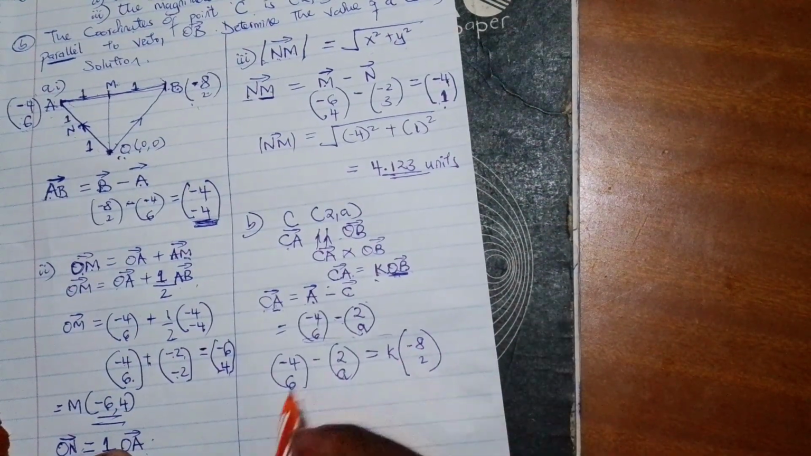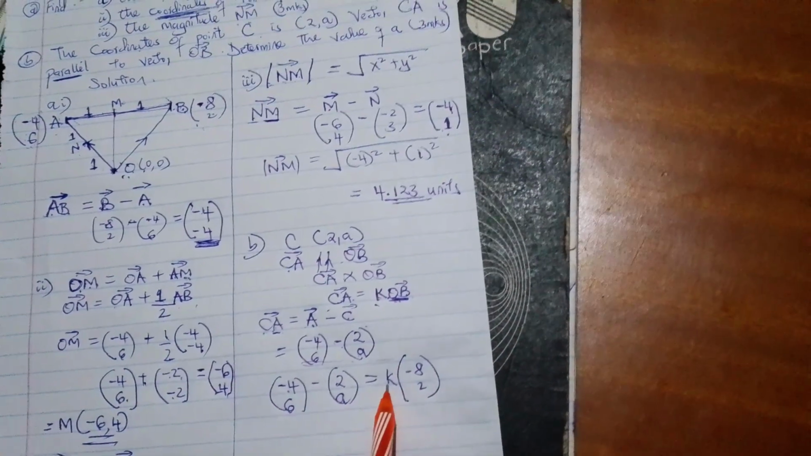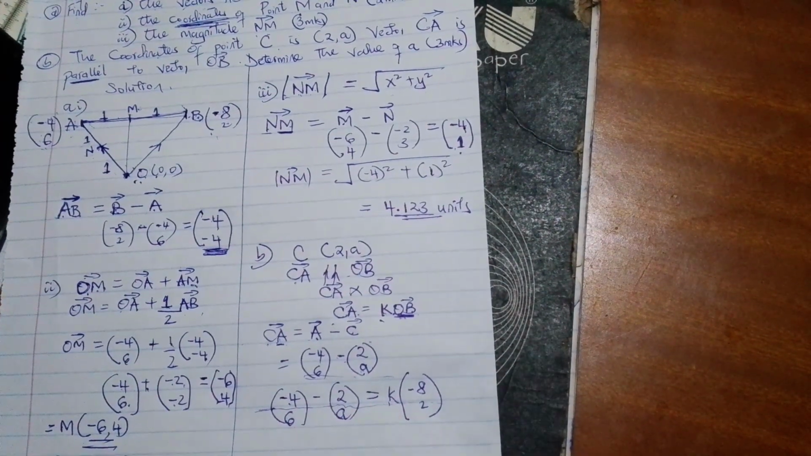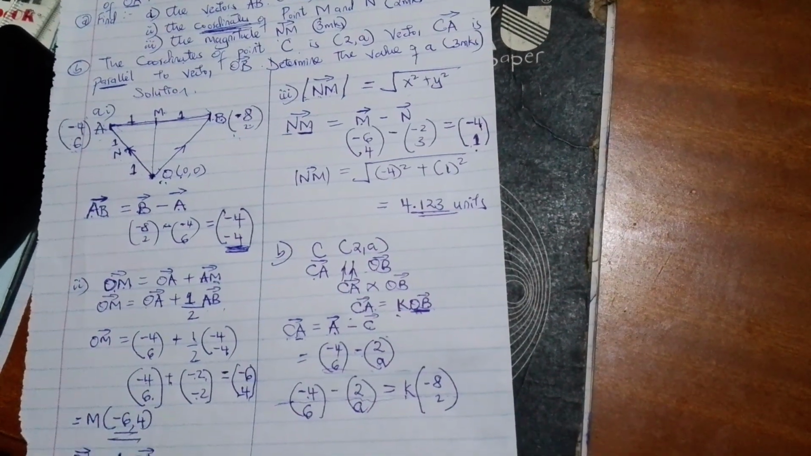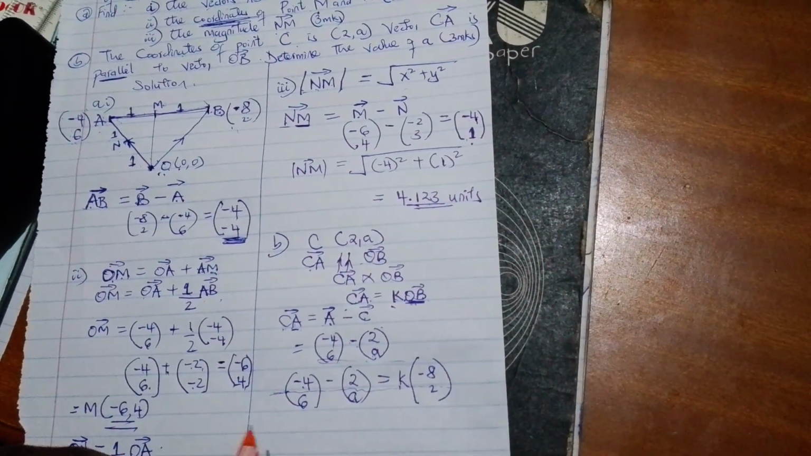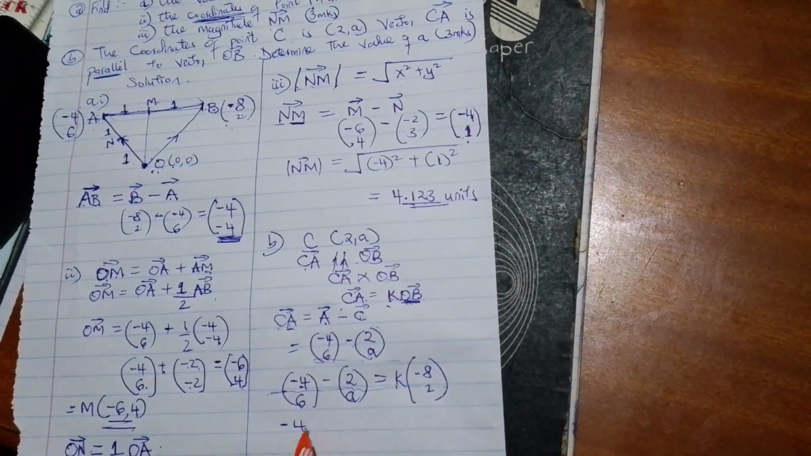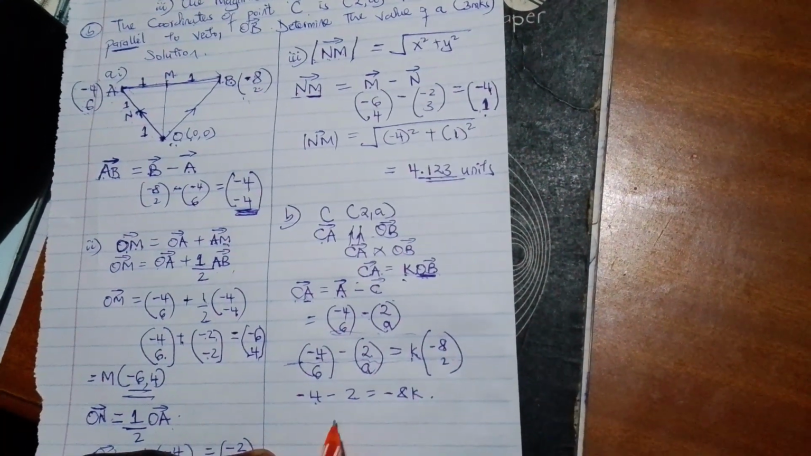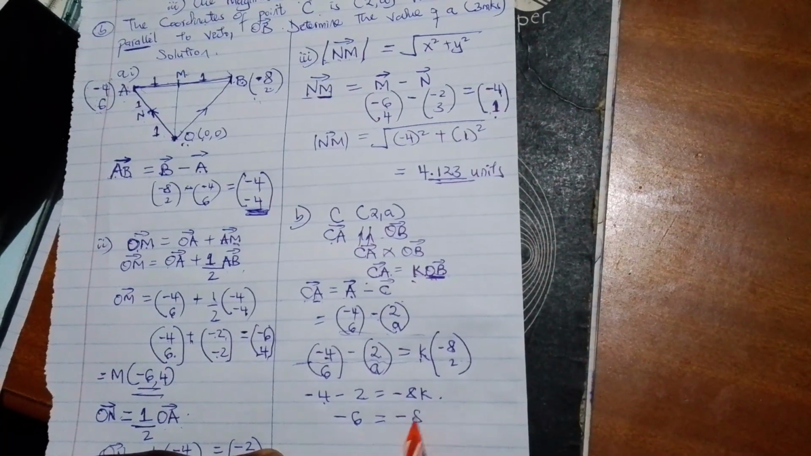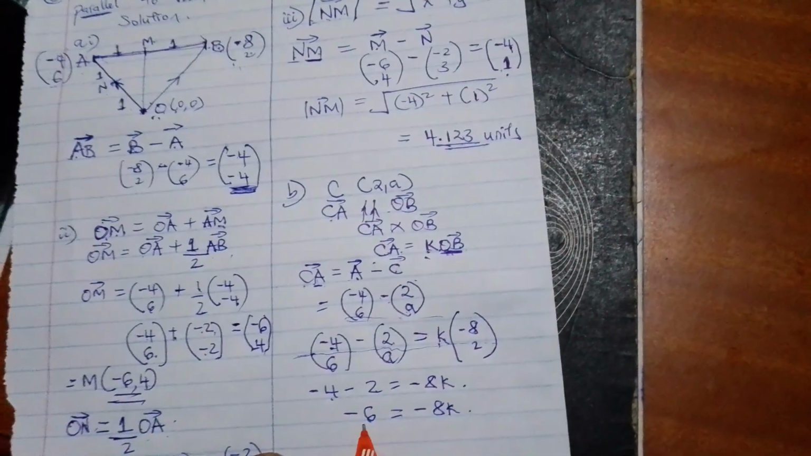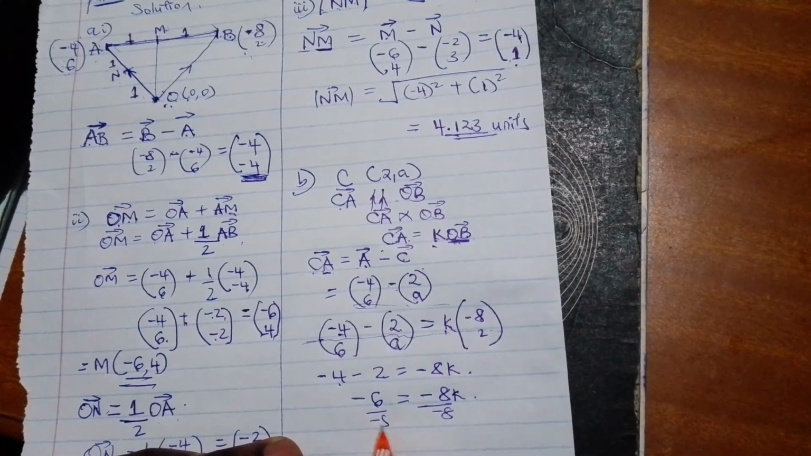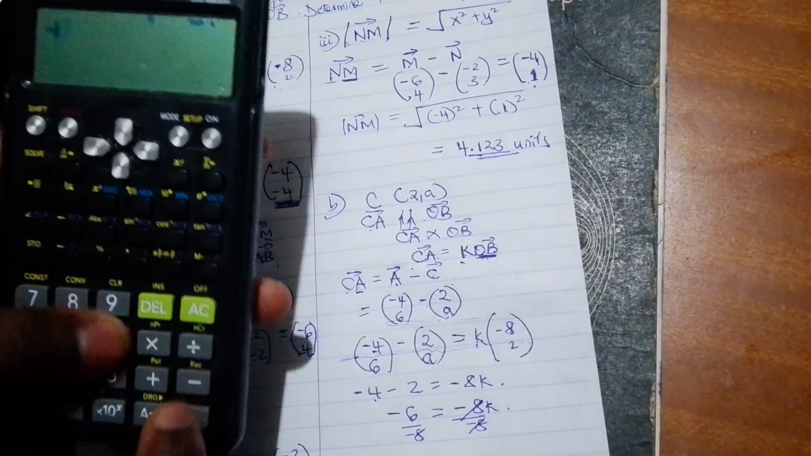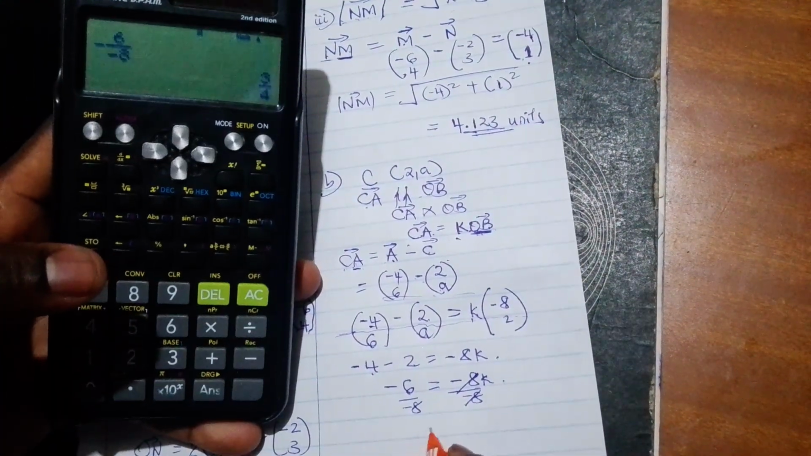Remember that if you want to get K, you equate the ones in the numerator position. So negative 4 minus 2 is equal to K times negative 8, which is negative 8K. So negative 4 minus 2 will be negative 6 is equal to negative 8K. To get K, divide both sides by negative 8. Then I'll have negative 6 over negative 8, that is 3 over 4. So K is equal to 3 over 4.